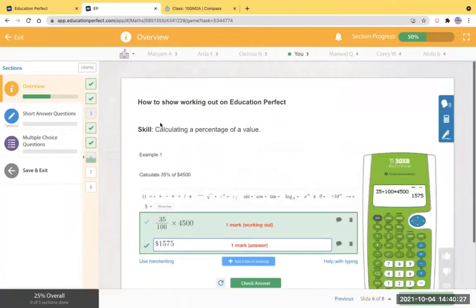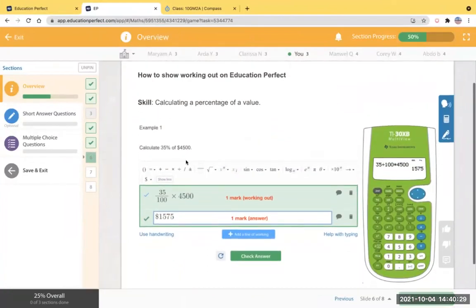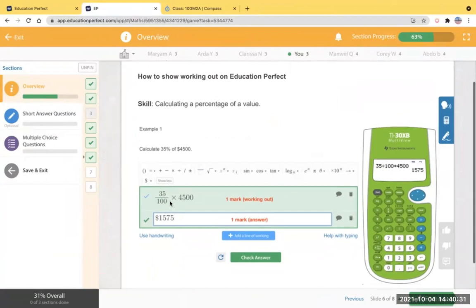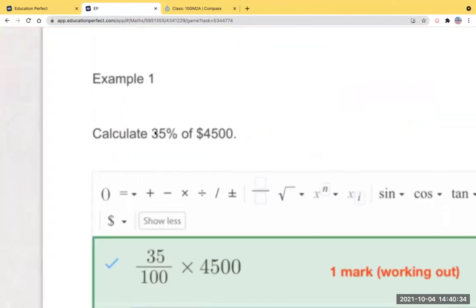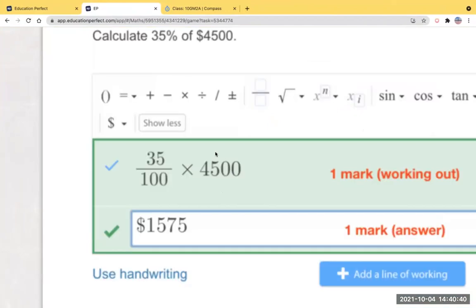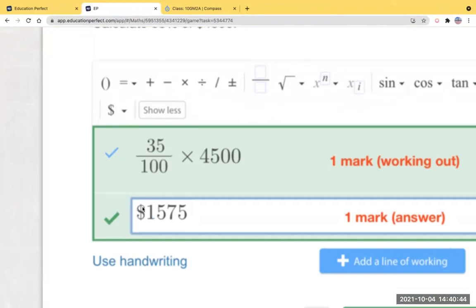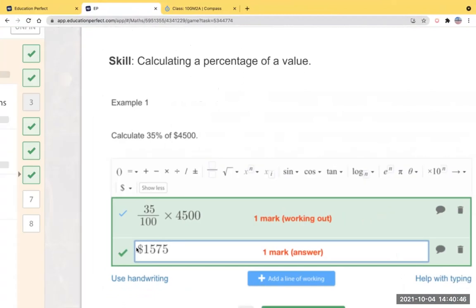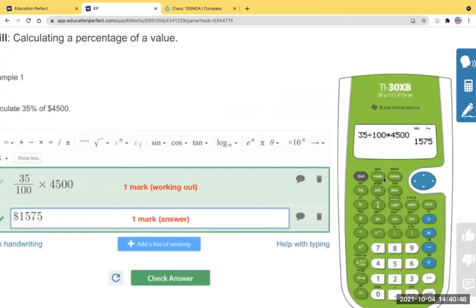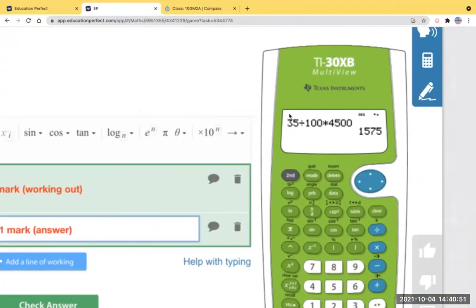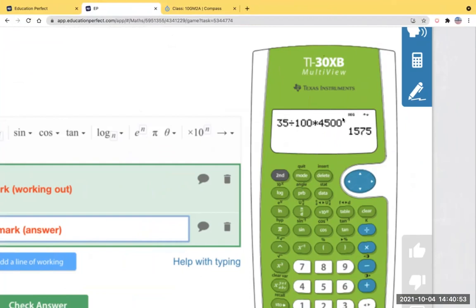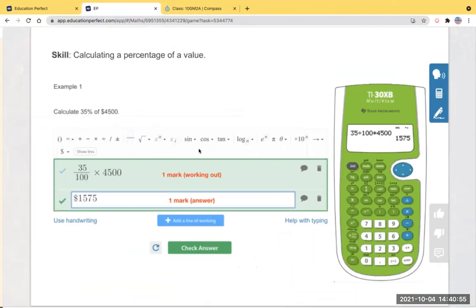Now, let's actually go to question number 6 here. I'll show you how to do it on the calculator. The question here is 35 out of 100, 35% times 4,500. You can write it like that, and then you write the answer underneath. Don't forget to put the dollar sign in. I've also screen captured how to do this on the calculator.